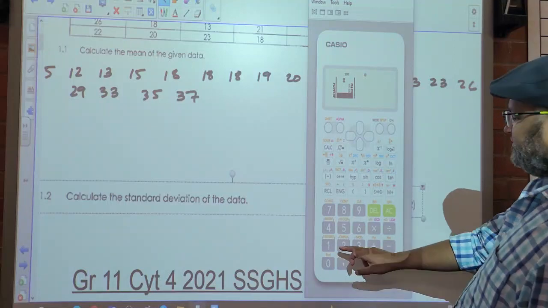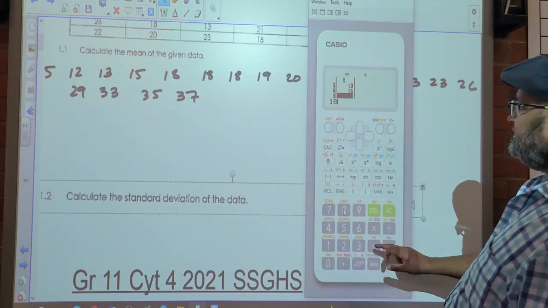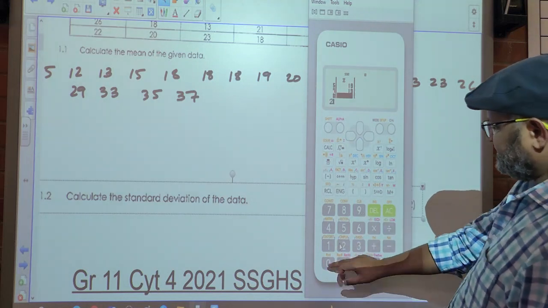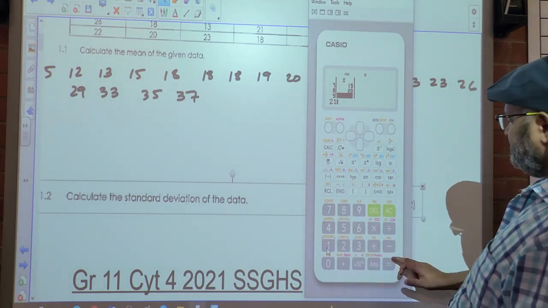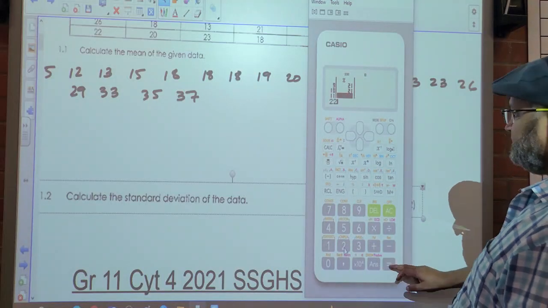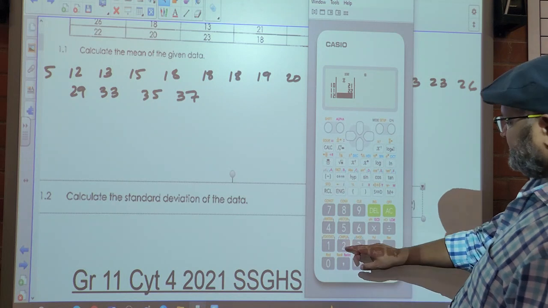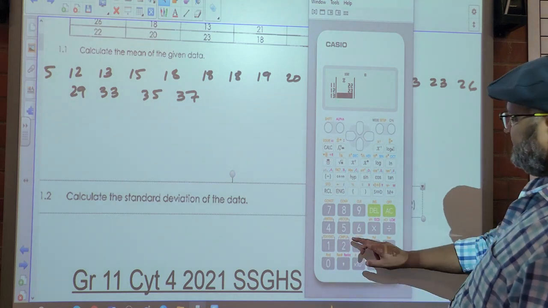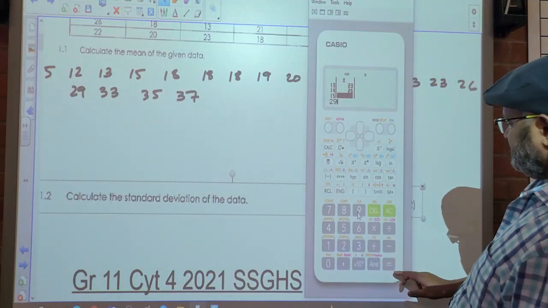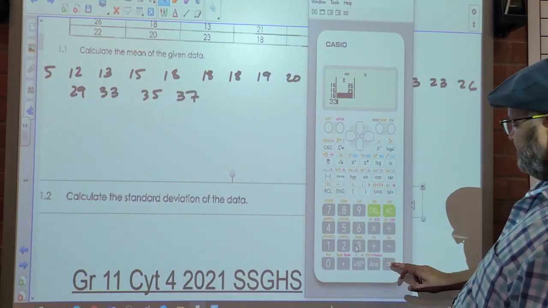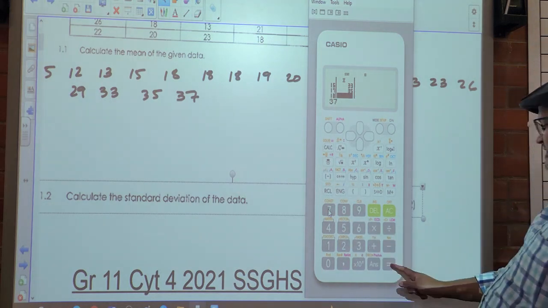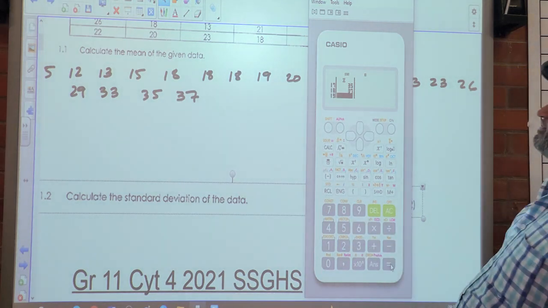Next, 15, 18, 19, 20, 21, 22, 23, 26, 29, 33, 35, 37. How many values are there? There's 19 values.